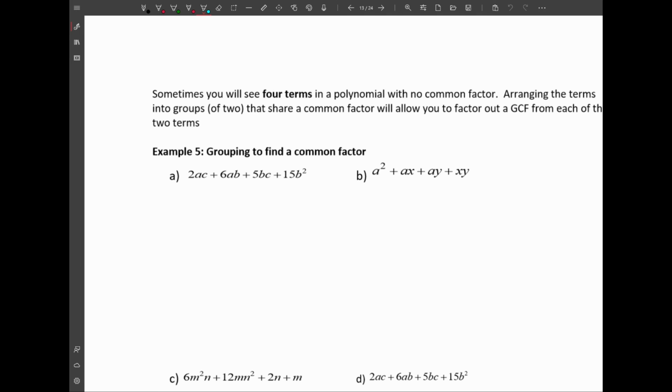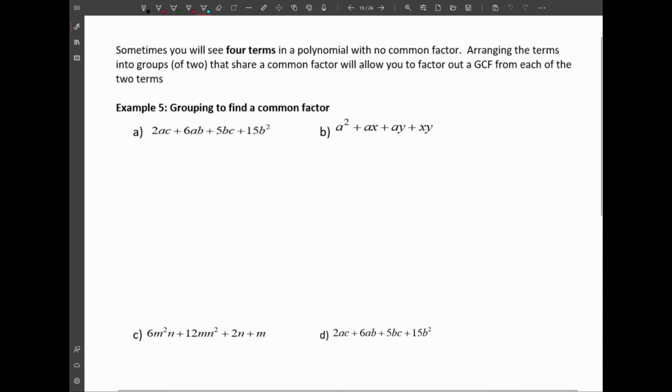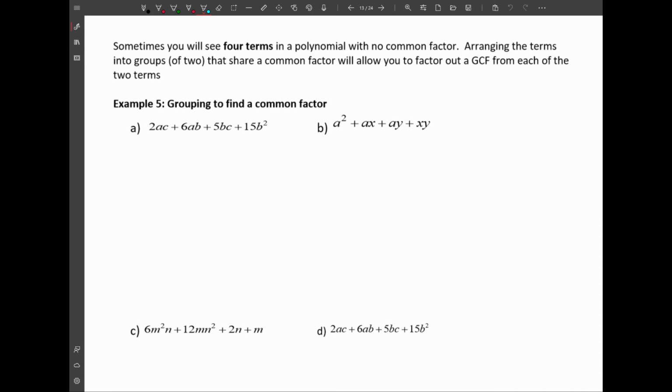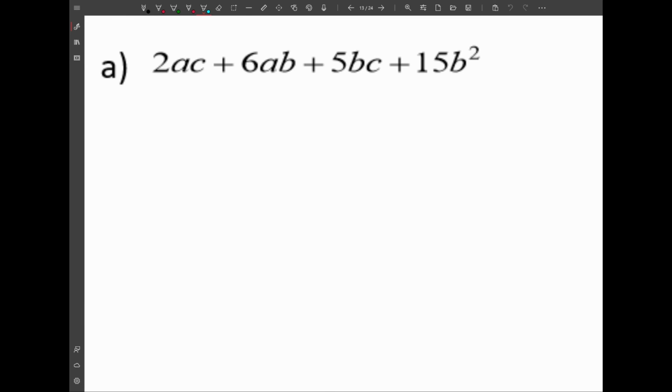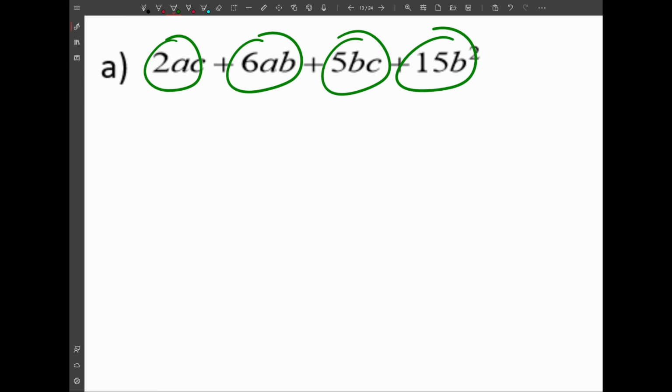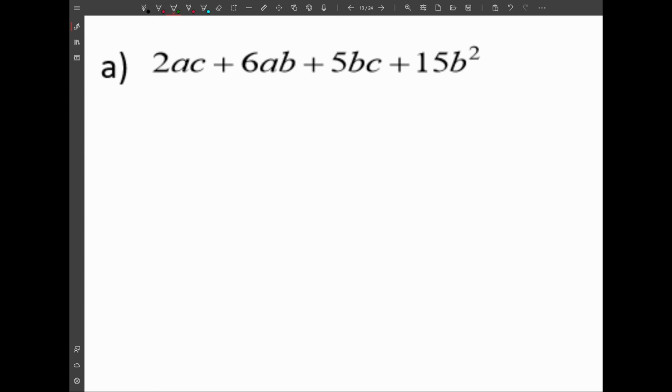Okay, one more type of factoring that we're going to look at in this lesson is factoring by grouping. Sometimes you're going to see 4 terms in a polynomial, and there will be no common factor between all 4 terms. So a trick that we can sometimes do is look for groups. So, for example, here, I don't have anything common between all 4 of these. There's nothing common between 2, 6, 5, and 15. There's nothing common in the variables. But there are commonalities in these two, and there are common things in these two.